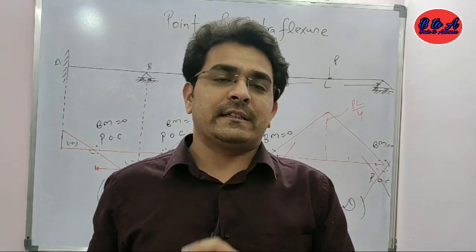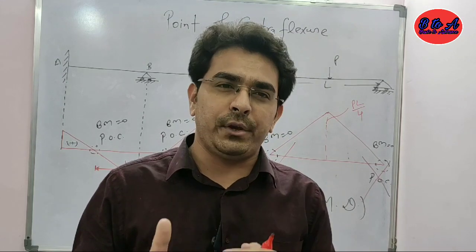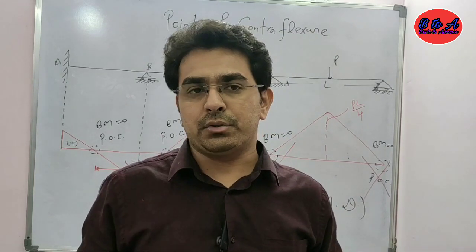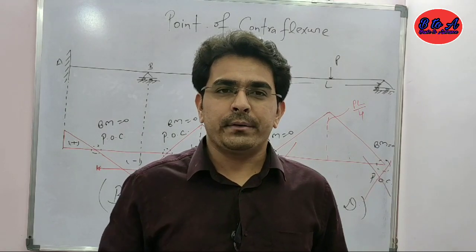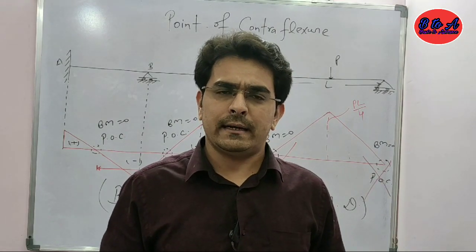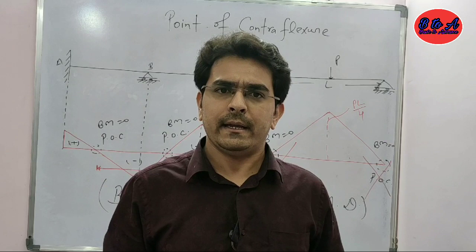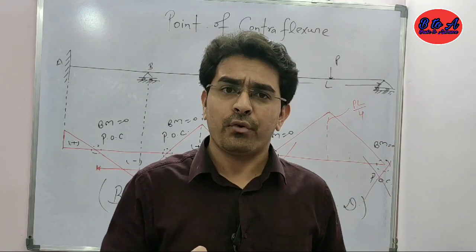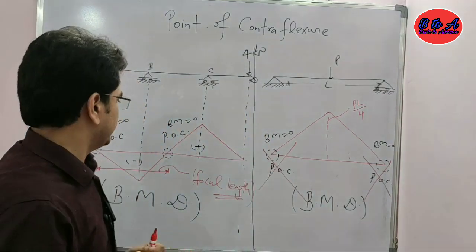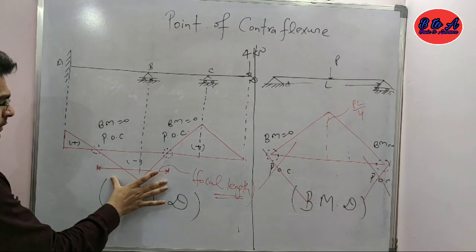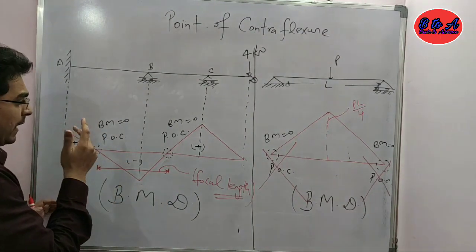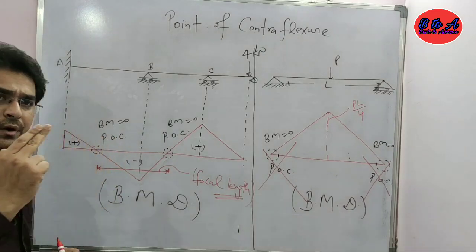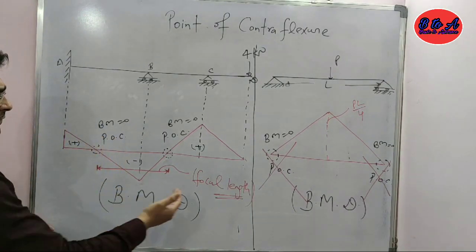Point of contraflexure से रिलेटेड क्वेश्चन बहुत ट्रिकी होते हैं. एक ट्रिकी क्वेश्चन जो कि IES में आया हुआ है उसको लेते हैं. Before moving to the question, let's understand one more concept here. That is, what is focal length? Focal length को समझते हैं. This is the focal length. So, the distance between two adjacent point of contraflexure is known as the focal length.